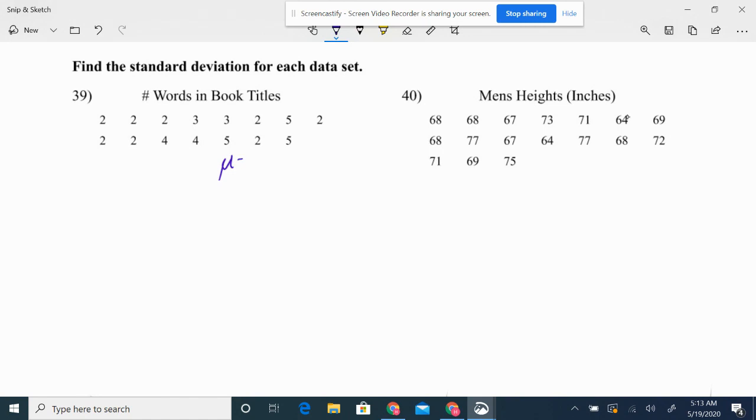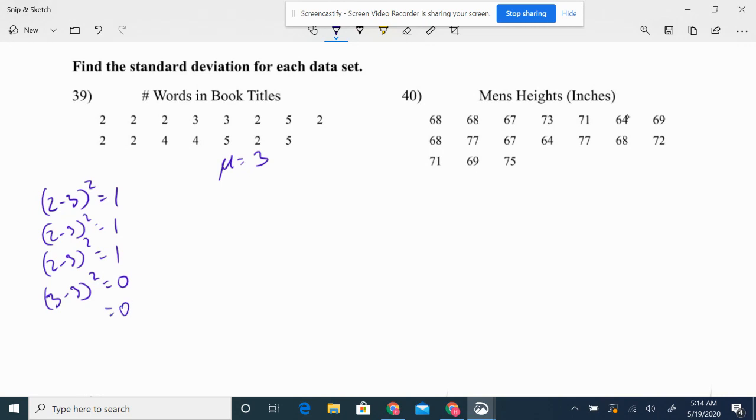I've been using the Greek letter mu for average, so my average is 3. I just added them all, divided by how many I had. So I'm just going to go, for my first case, 2 minus 3, and I'm going to square that, and that gives me 1. For the second number, 2 minus 3 squared gives me 1. 2 minus 3 squared, that gives me 1. Now for my third number, I have 3 minus 3 squared, that gives me 0.